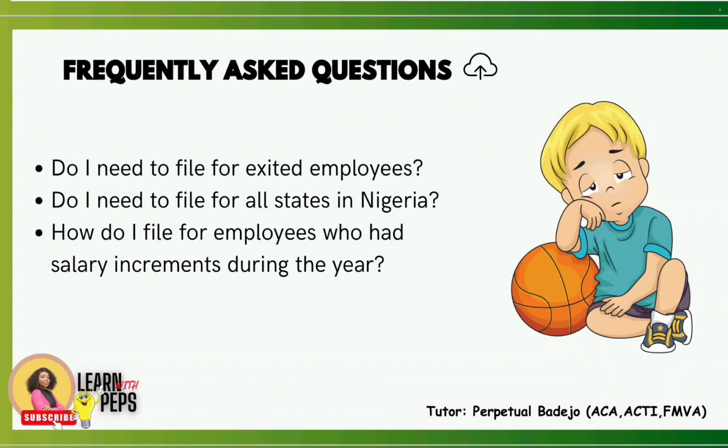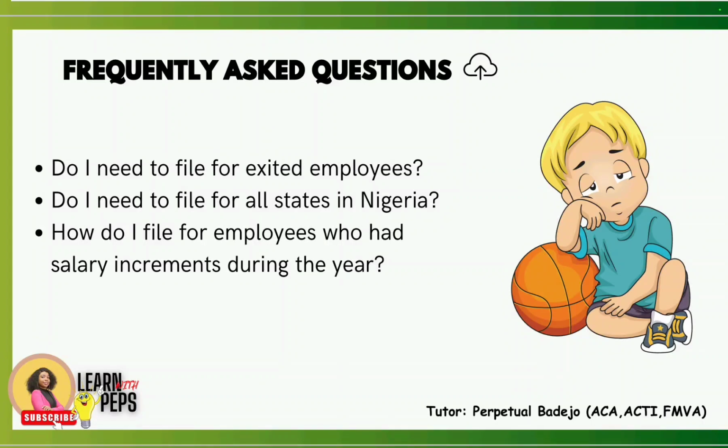Then the next question is, how do I file for employees who had salary increment during the year? This is very interesting. It's very normal that companies do salary reviews during the year. So let's say there's a staff called BC, and she had the salary increment during the year. All you need to do for that particular staff is get the payroll from January to December, look at the gross pay for January, gross pay for February, March, April, May, add everything together to get the gross pay from January to December for that particular employee.